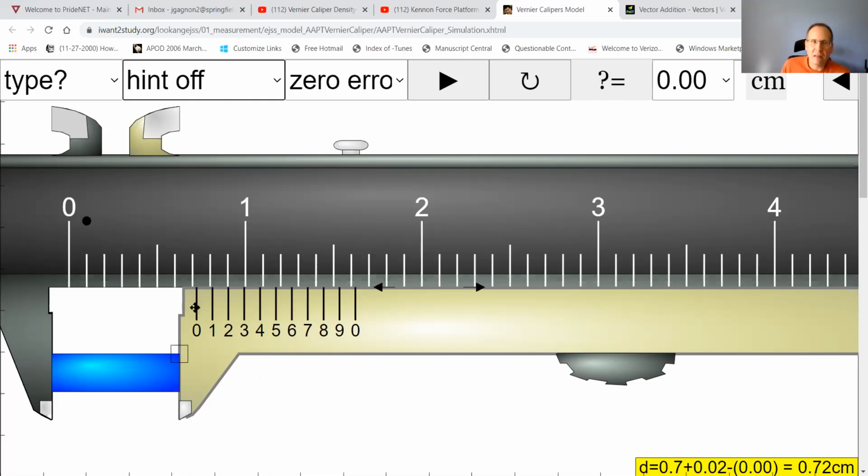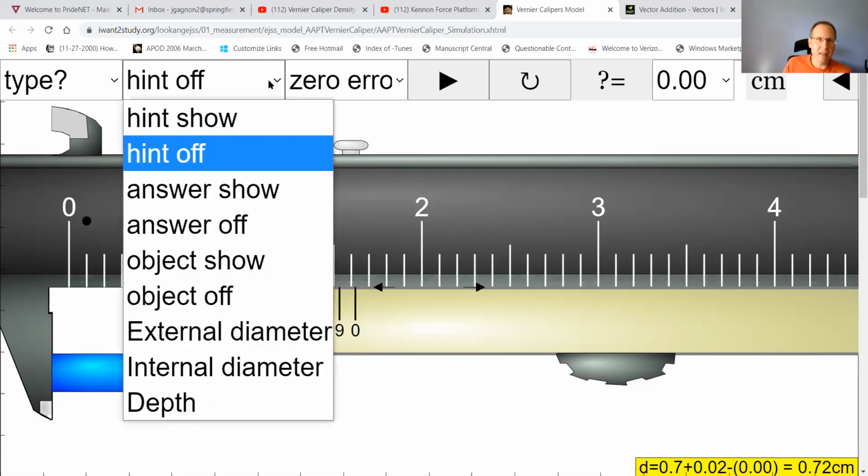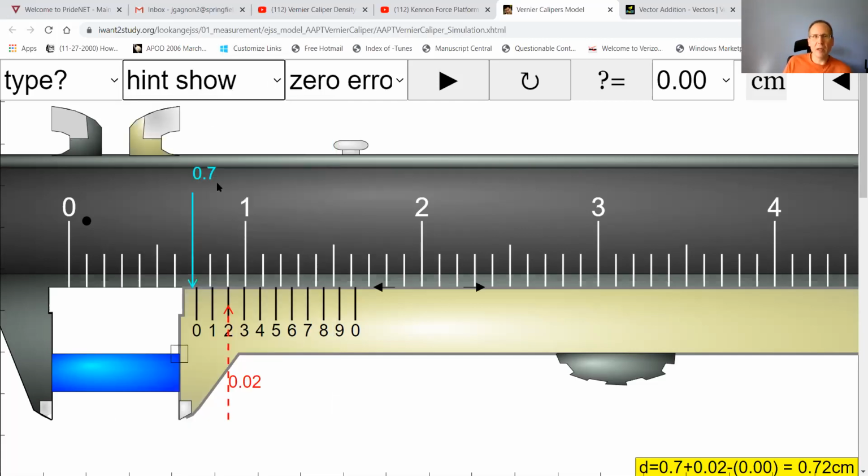To get that directly, exactly, I look on the vernier scale and I ask myself which line on the vernier scale lines up best with any line from the main scale. And probably in this case, I would argue that the second one lines up best. So then you would read this as 0.72 centimeters. And that's what we have. Actually, the answer is over here. If you want, there's a hint here. If you do hint show, it'll tell you, okay, you're past the 0.7, and then it's telling you that the two lines up best, so you're adding an additional 0.02, so it's 0.72.